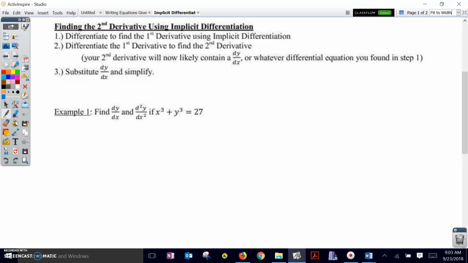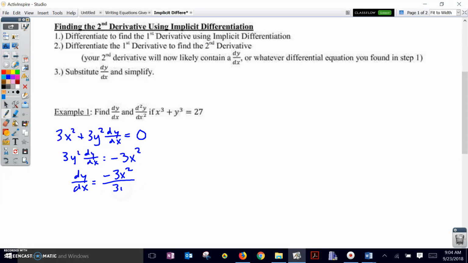We're going to find dy/dx and d squared y/dx squared if x to the third plus y to the third equals 27. All right, so the first thing I'm going to do is use implicit differentiation to find the first derivative. The derivative of x to the third is 3x squared. The derivative of y to the third is 3y squared dy/dx, and the derivative of 27 is 0. Now I'm going to solve this for dy/dx by subtracting 3x squared from both sides and dividing both sides by 3y squared.